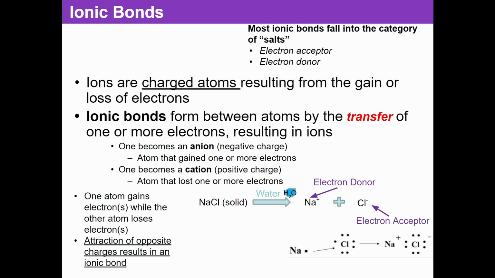And that means that there has to be a transfer. If one atom is gaining and one atom is losing an electron, there's a transfer of one or more electrons, and that results in the charge. One becomes an anion, and the other becomes a cation. Anions have a negative charge because they're the atom that gained one or more electrons, whereas the one that becomes a cation has a positive charge because they were the atom that lost one or more electrons.